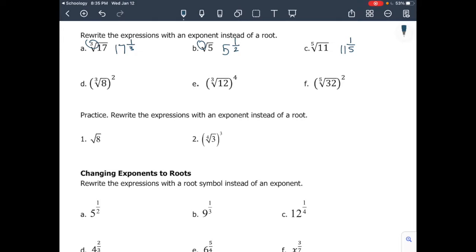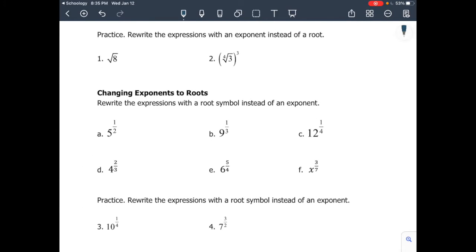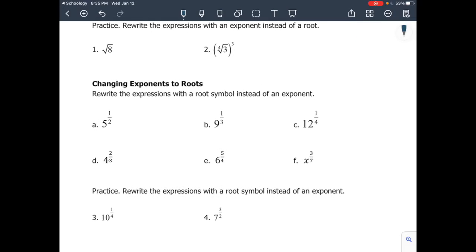And then this one is a little different. So it's 8 squared and then over 3. And then 12 to the 4th over 3. 32 to the 2nd over 5. Now you try 1 and 2, and I will write the answers on there for you.